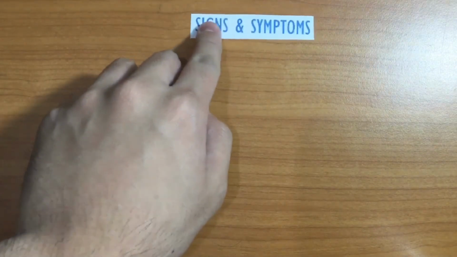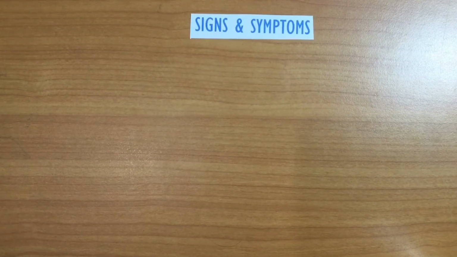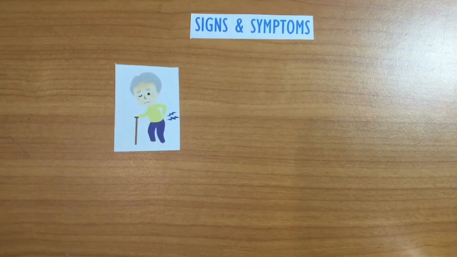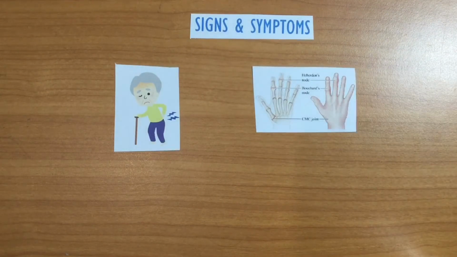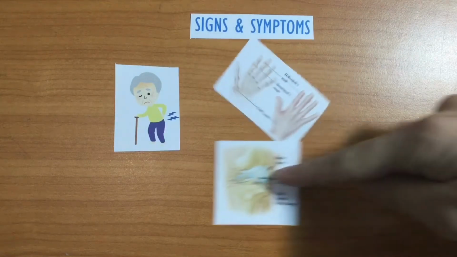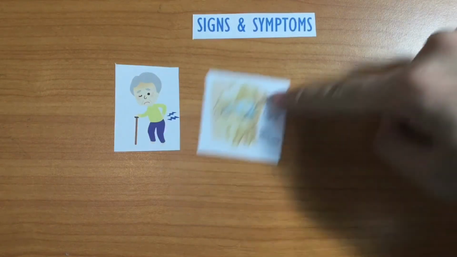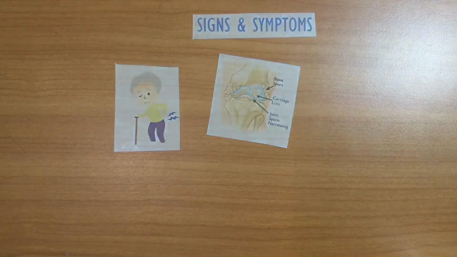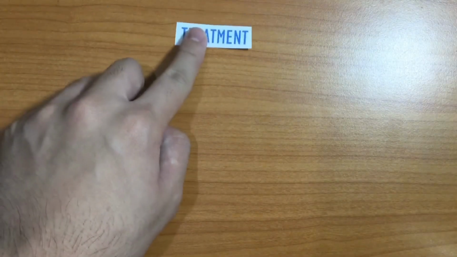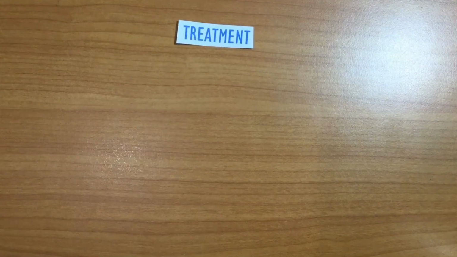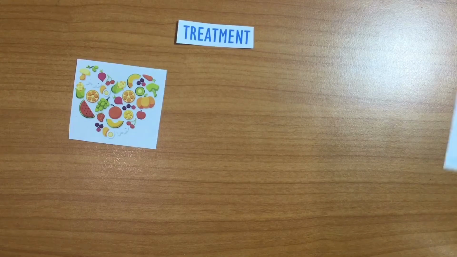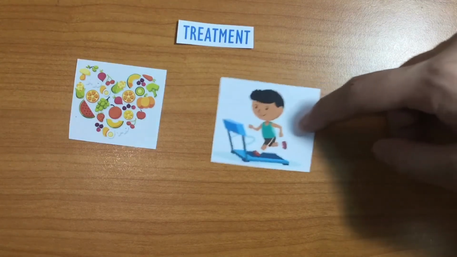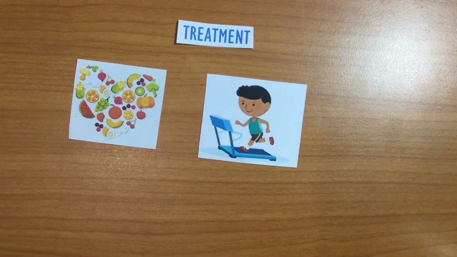Signs and symptoms of osteoarthritis include pain during movement, joint stiffness and tenderness, joint deformity such as Bouchard's and Heberden's nodes, and bone spurs. Treatment of osteoarthritis mainly focuses on diet and weight loss, and regular exercise such as aerobics and hydrotherapy.